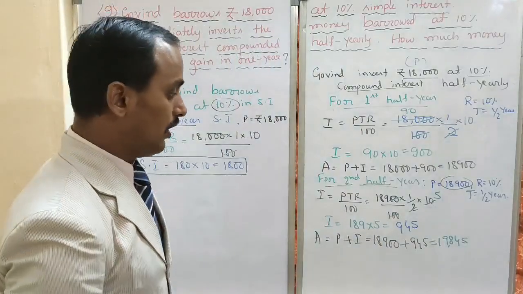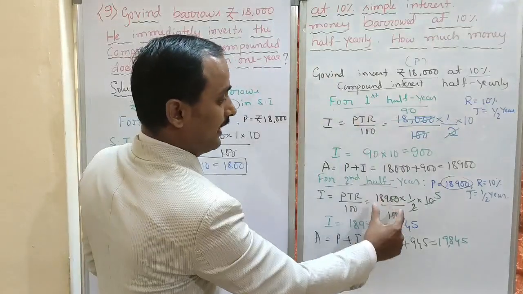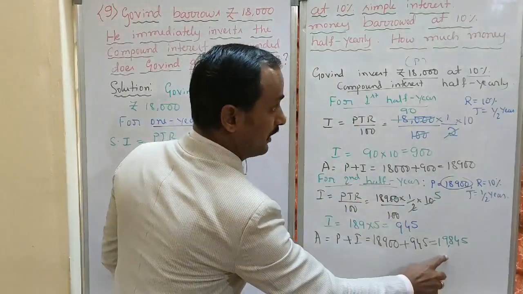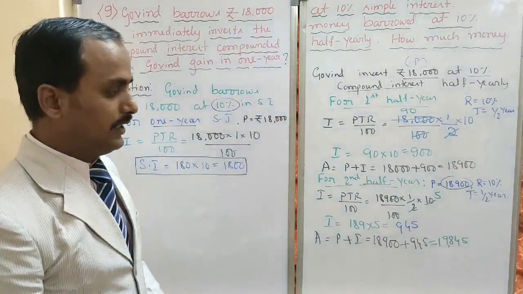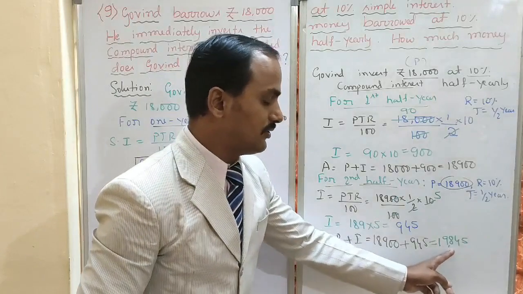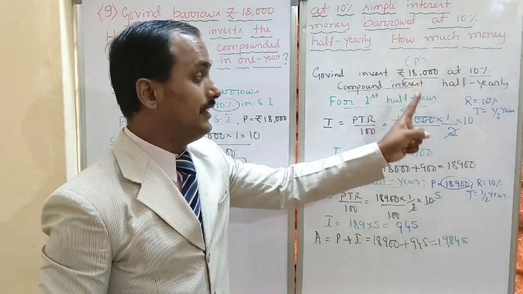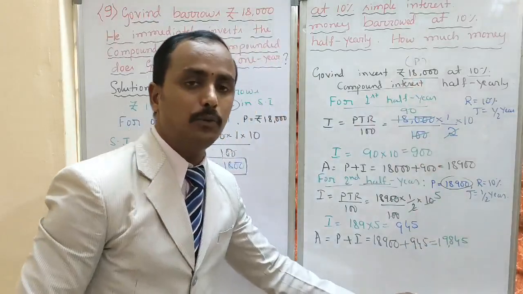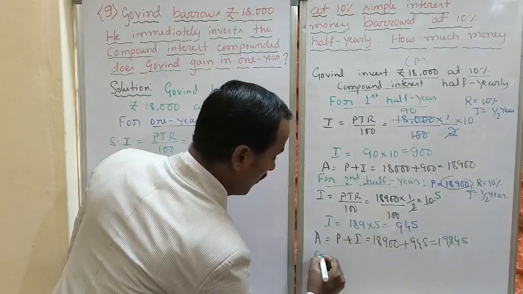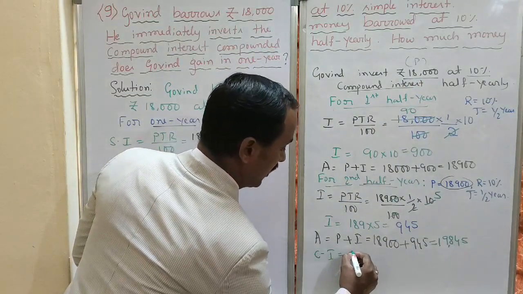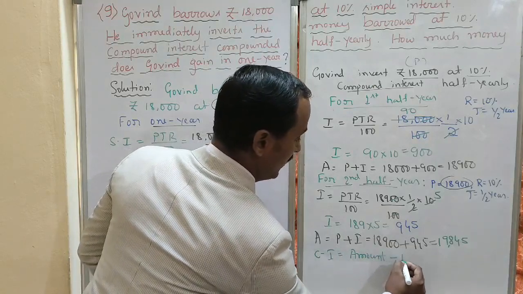Understanding, dear children? Now, in this 1 year, first half year, second half year, finally Govind is collecting money 19,845. In this 19,845, principal amount how much is there? Beginning initial principal amount 18,000. If I subtract it, remaining amount became compound interest. Shall I find that one? Look at the children. Then compound interest is equal to that amount minus initial principal.